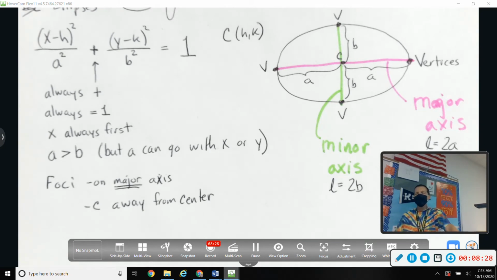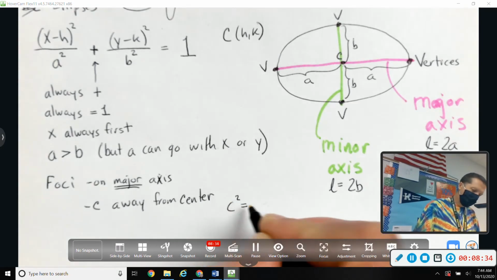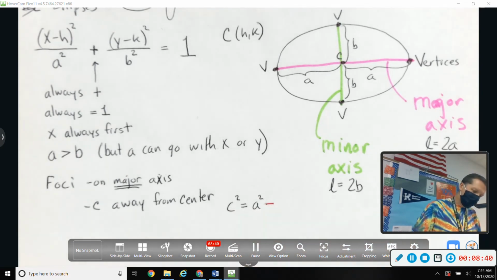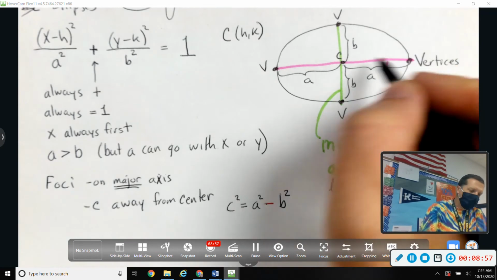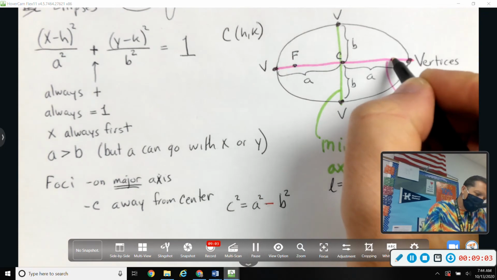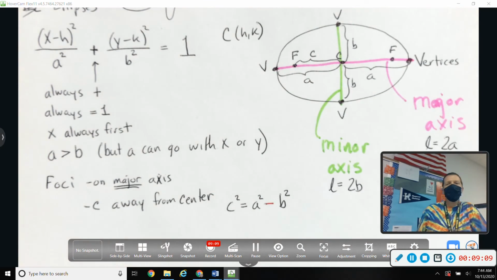How we find C is going to look maybe a little bit strange. C squared equals A squared minus B squared. Okay, that's a little bit weird because you've done A squared plus B squared equals C squared for several years. But this is A squared minus B squared. And you'll end up with a number that's smaller than A. So there's a focus. And equally on the other side is a focus. And those are C away from the center.